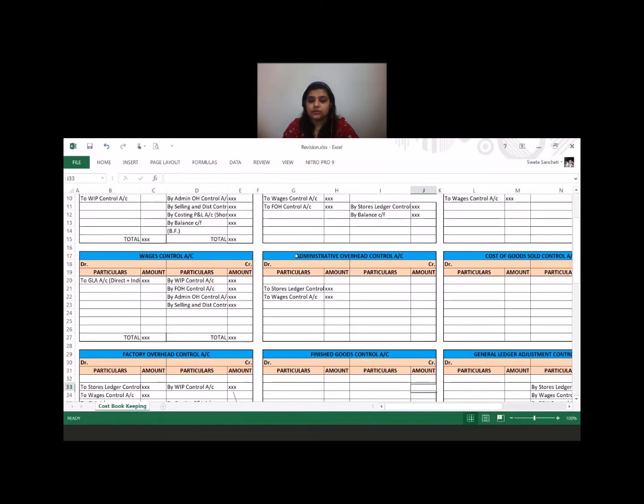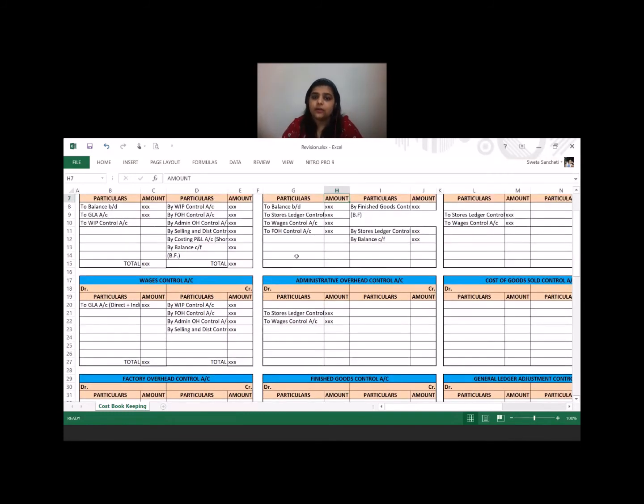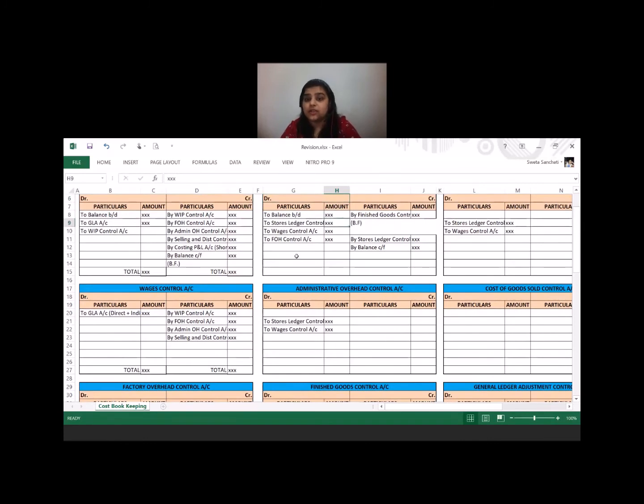Next is finished goods control account. Obviously I will have to write here to WIP. जो भी मेरा fresh stock बन के आया है in my finished goods stock, that will be added here. This is the fresh stock which is added from the production department. Let's go ahead. Now we have reached till factory cost. Factory cost के बाद क्या होता है?